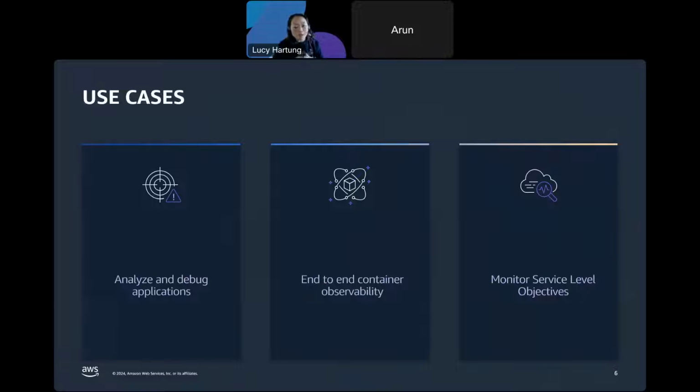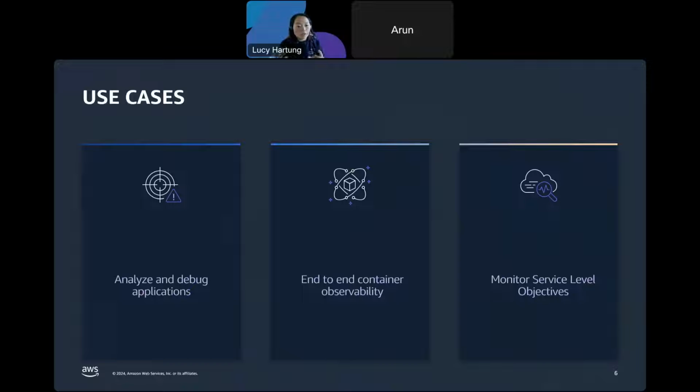Here are some common use cases our customers are telling us in the APM. First, the obvious one is analyzing and debugging applications. Certainly you want the tools and the services that APM provides to understand your application performance and how you can fix an issue when one occurs.